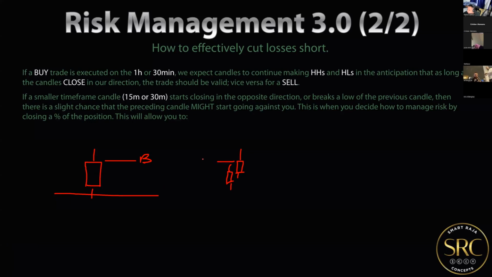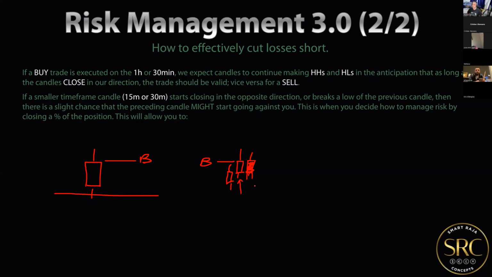So you take a buy right over here. Now you're expecting the next 30-minute candle to continue up, which means that the 15-minute candle should also continue pushing up. But if the 15-minute candle closes bearish right here, I'm closing 50%. Or if the 15-minute candle hasn't closed and it breaks the low of the previous 15-minute candle, I'm closing 50%. I'm not taking any chances.